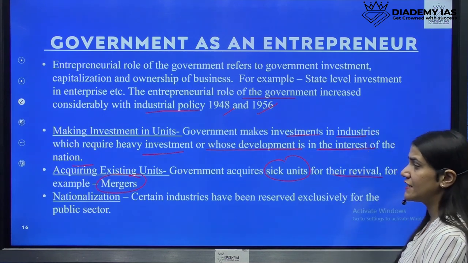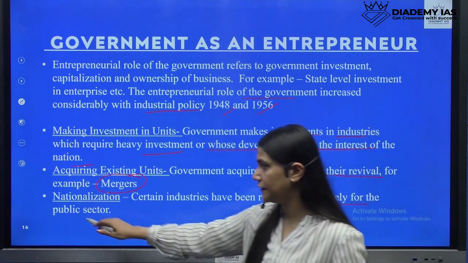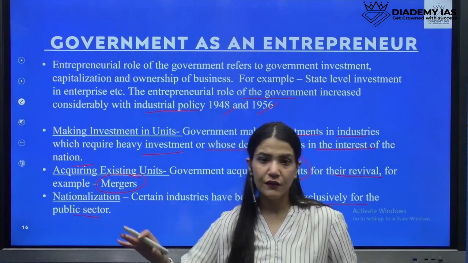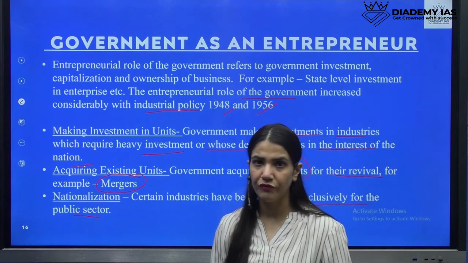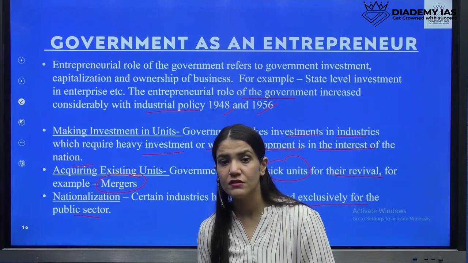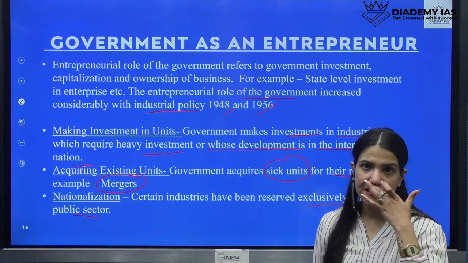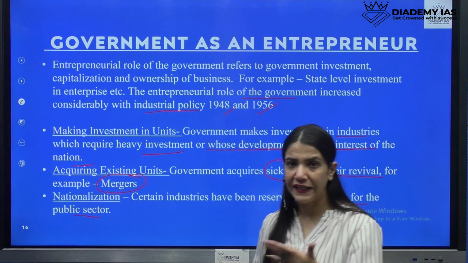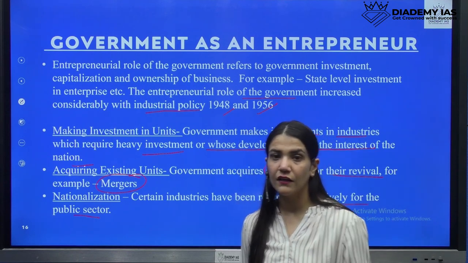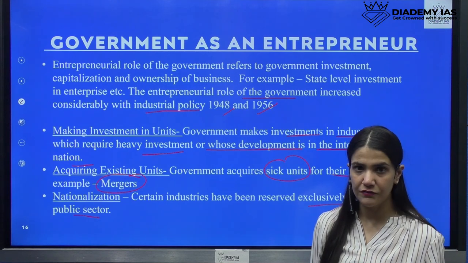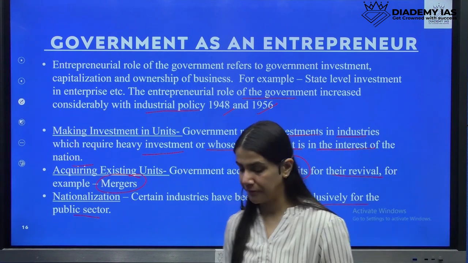Then there is nationalization. Certain industries have been reserved exclusively for the public sector. Right, so it is not just that the private players are going to be earning profit. There are several organizations, like we know, where other private companies cannot just come in and play the role of controlling and operating. There are government organizations which are there and which are maintaining the national interest.